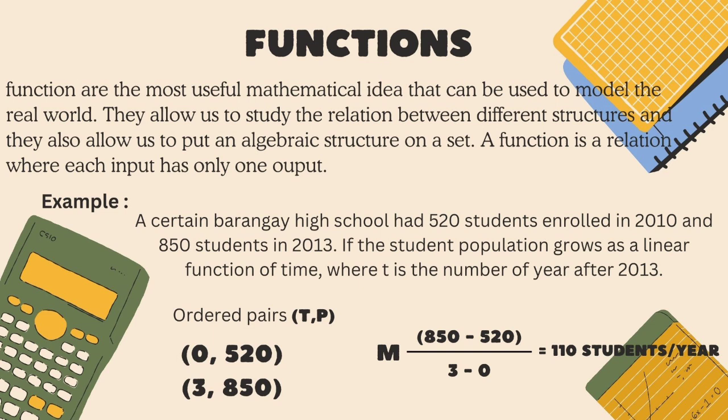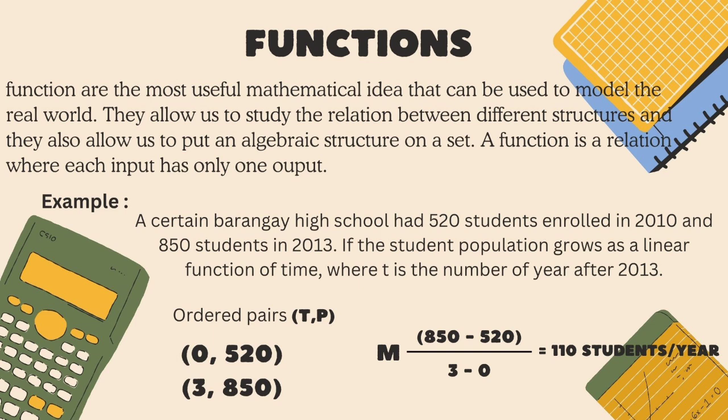The given information can be written as ordered pairs. The year 2010 corresponds to 0, and the year 2013 corresponds to 3. There are two ordered pairs, which are (0, 520) and (3, 850). Since the population grows linearly with the time, we use the two ordered pairs to find the slope of the graph of P as follows.